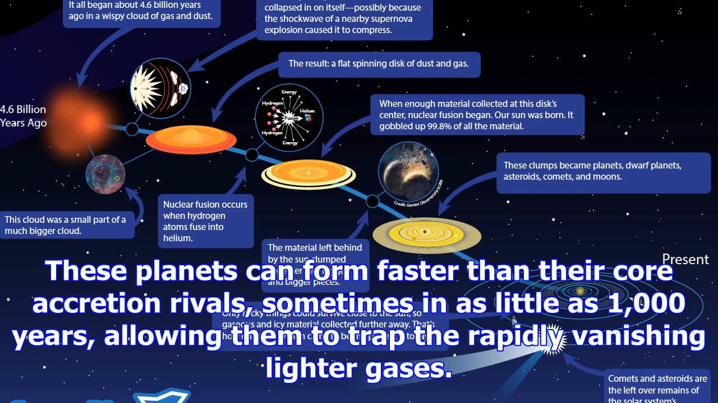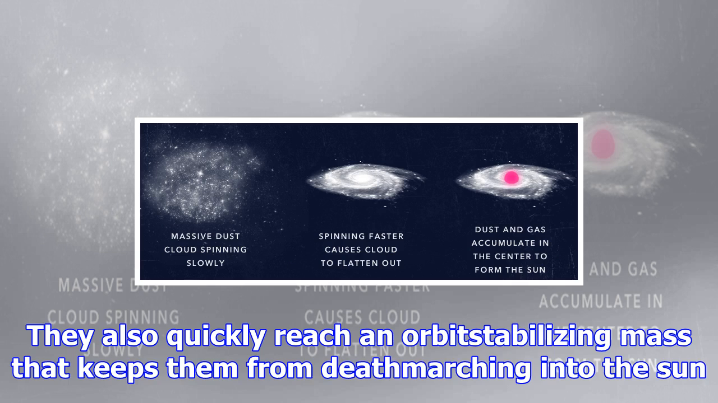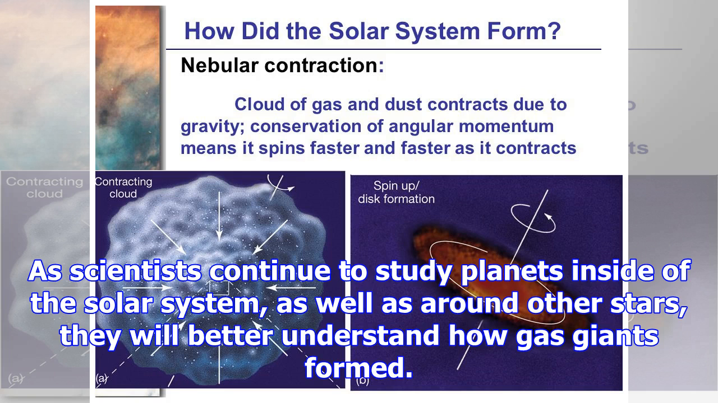According to a relatively new theory, disk instability, clumps of dust and gas are bound together early in the life of the solar system. Over time, these clumps slowly compact into a giant planet. These planets can form faster than their core accretion rivals, sometimes in as little as 1,000 years, allowing them to trap the rapidly vanishing lighter gases.